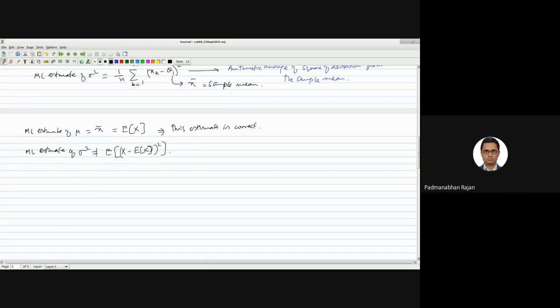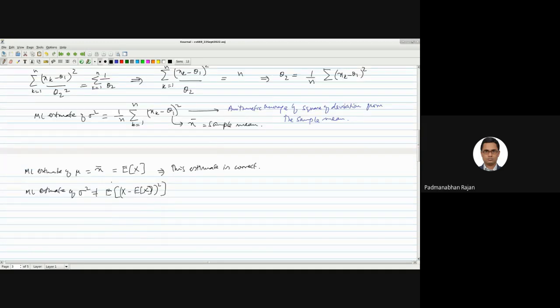Okay, this is actually the variance. What I'm saying is the maximum likelihood estimate of variance is not equal to the true variance, because if you look at the expression for it, the maximum likelihood estimate of variance is not equal to the true variance. This is a biased estimate.